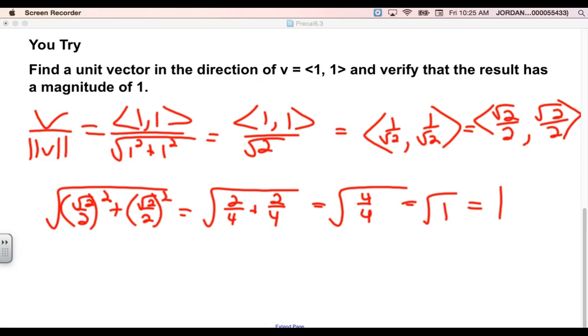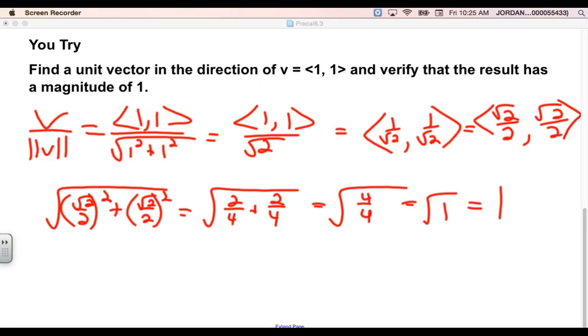Now to verify that it has a magnitude of 1, we take that unit vector and plug it into the formula for magnitude. So we've got square root of 2 over 2 squared plus the square root of 2 over 2 squared. When you multiply the numerator by itself, you get square root of 4, which is 2, and 2 squared on the bottom is 4. So both of them give you 2/4. When you add 2/4 to 2/4, you get 4/4, which is 1. Square root of 1 is 1. So we've verified that the magnitude of that vector is 1.